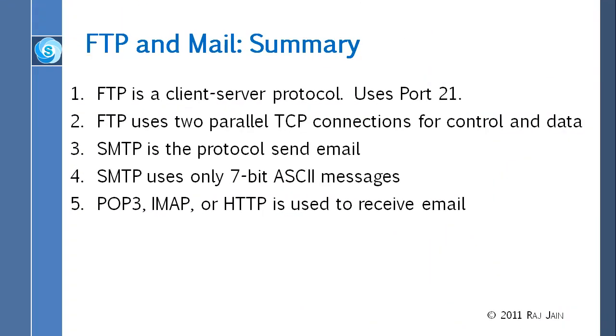Alright, I'm not going to go into detail of IMAP because all I wanted to do was give you an idea of the differences of these different applications, how they worked, and how they compare to HTTP and so on. So we have done that, and we finished FTP and mail. FTP is a client server protocol and it uses port 21. It uses 2 parallel connections. So when you use 2 parallel connections, that means you use 2 different port numbers. Port number 21 is for the control connection.